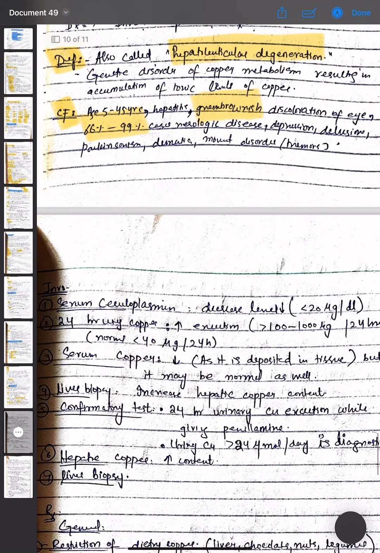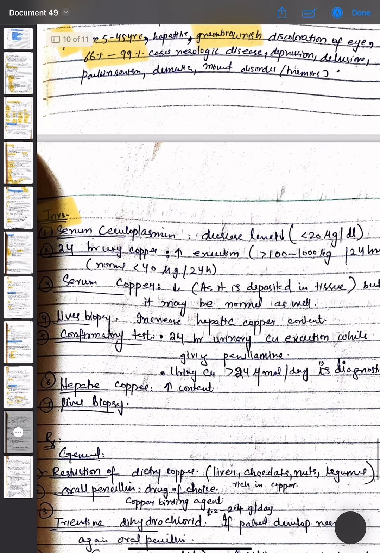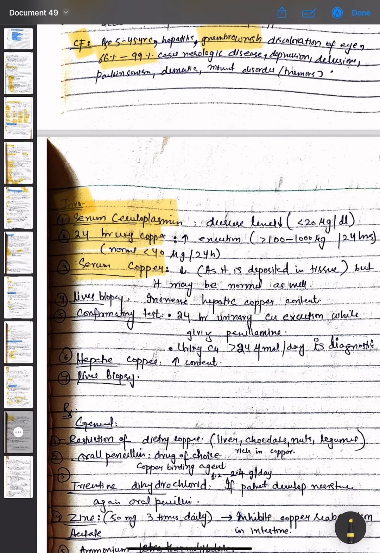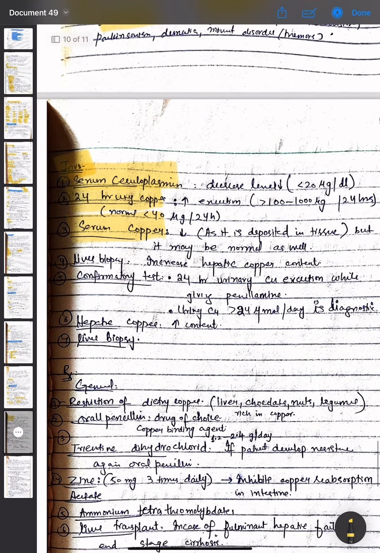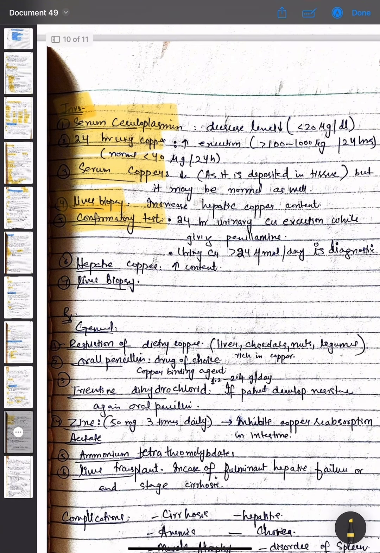The investigations done in Wilson's disease are serum ceruloplasmin, which will be decreased, and 24-hour urinary copper, which shows increased excretion. Serum copper will be decreased as it is deposited in tissues, but it may be normal as well. Liver biopsy is done, which shows increased hepatic copper content, and the confirmatory test is 24-hour urinary copper excretion while giving penicillamine. The hepatocellular copper content is decreased, and liver biopsy is done.